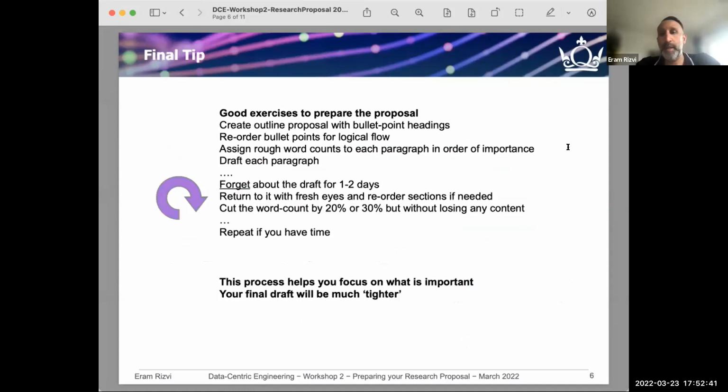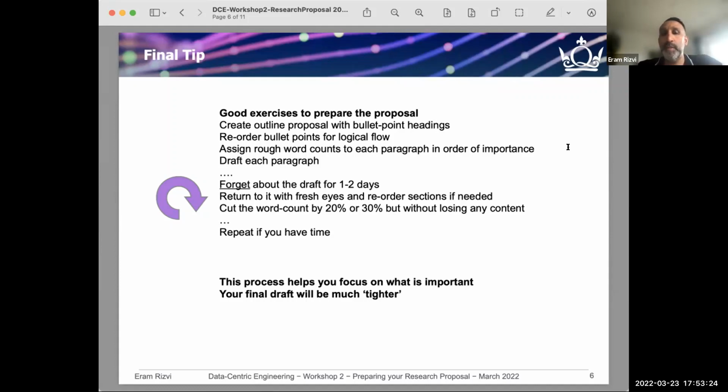One very final tip before I hand back to Gabby is that as you're putting this proposal and actually the other documents together as well, it's a good idea to create an outline document with bullet point headings and then to reorder the bullet points to make sure that you've got a logical flow. So you have bullet point 1, 2, 3, and 4, and each of those bullets is making a point. Then you rearrange them to make sure that each of those points has a strict logical flow to it and it makes sense in the way that you're explaining it. Then assign a rough word count to each of those bullet points, which represents a paragraph, in order of importance. So the most important paragraph should presumably have the larger word count.